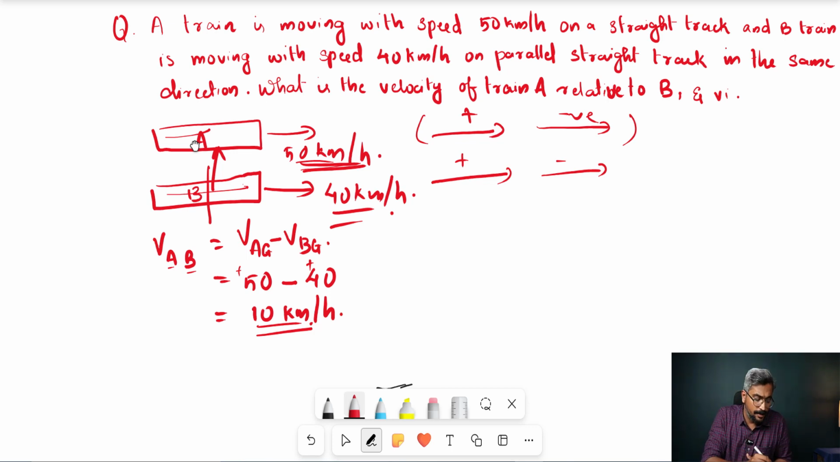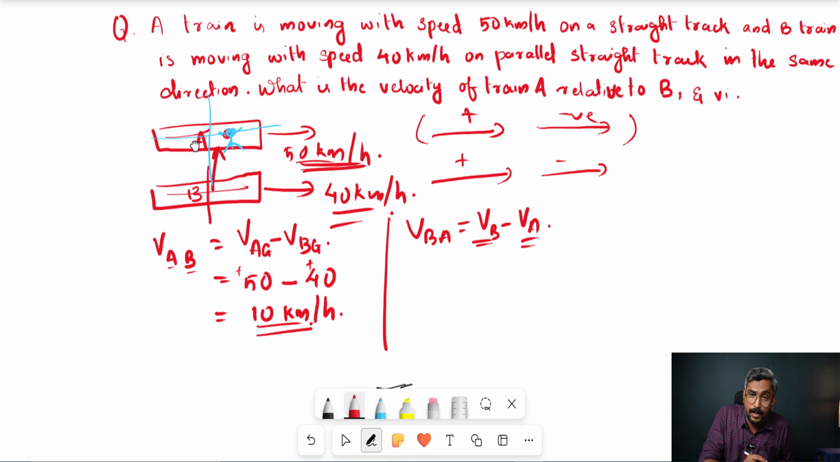So what is the vice versa case? That is the other way around. That is VBA. If I'm sitting here in this first train and watching the second train, then this will become the frame of reference. Okay, fine. Then what happens here? VBA is VB minus VA. Again, both velocities are with respect to the ground. So VB is 40, 40 minus 50, right? And what is that? It is negative 10 kilometers per hour.